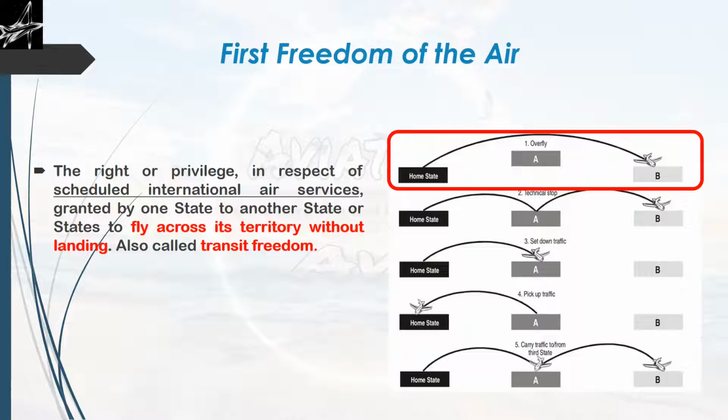The first freedom of air: the right or privilege in respect of scheduled international air services granted by one state to another state or states to fly across its territory without landing. This is also called the transit freedom. To understand all the freedoms of air, we will be referring to the home country of the airline as the home state and the other two countries as country A and country B. So let us understand the first freedom of air. The first freedom of air grants the country's airline the right to overfly country A and land in country B, without landing in country A, just overflying country A.